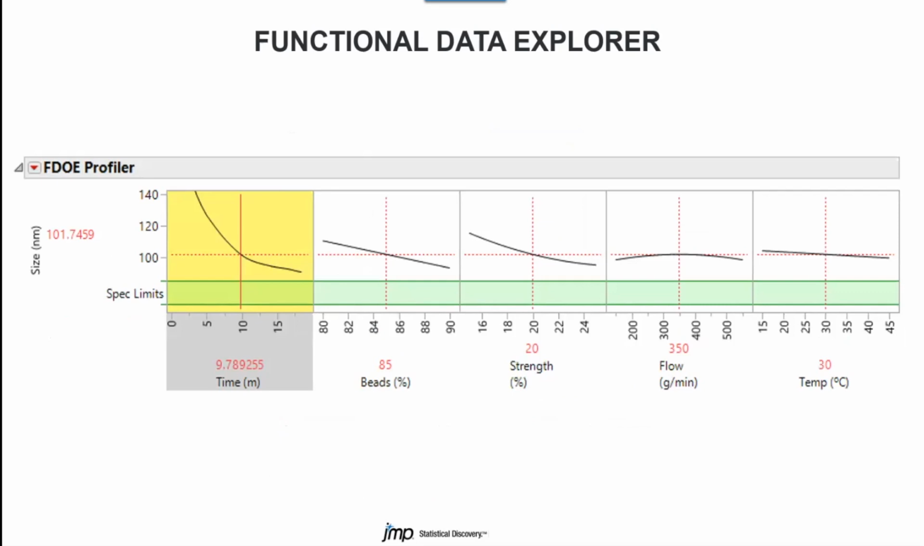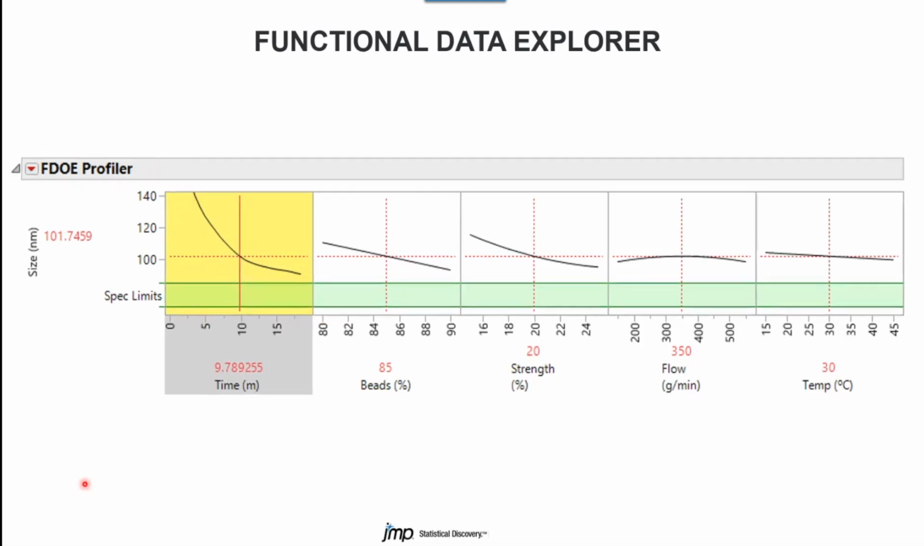So I'm going to just jump to the end of the analysis here, of this mill data. This is what we call the functional DOE profiler. On the left, we have the panel that represents the predicted curve. In this case, it's our predicted size as a function of time. And then we have our 4 DOE factors here. What we want to do is get this curve to cross into the spec region as soon as possible and then stay there for as long as possible.